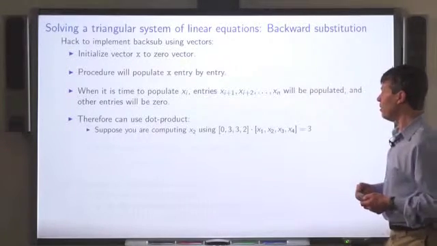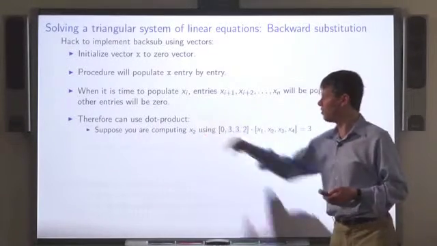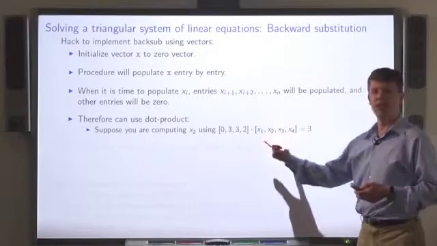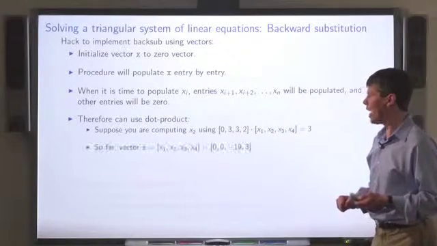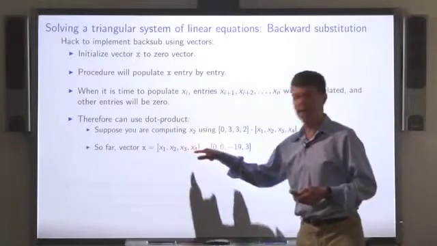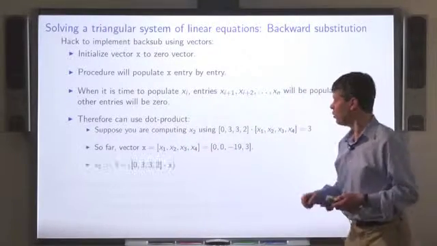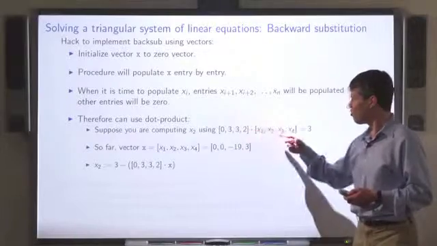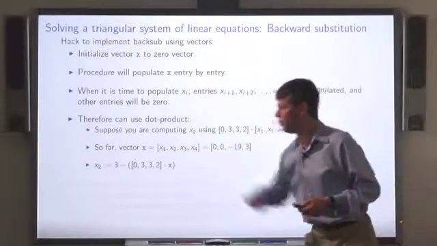So, for example, suppose we're solving for x2 using this equation. Well, at that point, we already know x3 and x4, and the vector has those entries populated, so that we can take the dot product and compute x2 in this way.